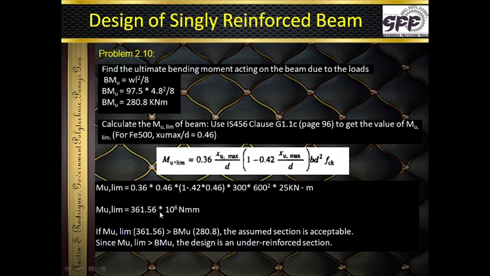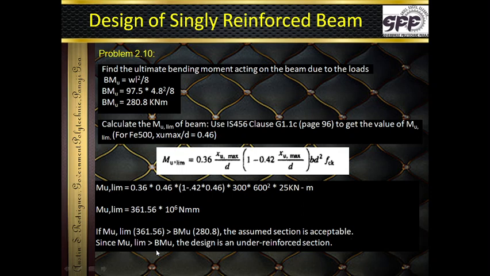Look at this, 361.56 kilonewton meter, and the ultimate bending moment coming on the beam is 280.8 kilonewton meter. So the resisting capability of the beam is much higher than this. So we conclude if Mu limiting, that is 361.56, is greater than the ultimate bending moment coming on the beam, that is 280.8, the assumed section is acceptable. Whatever section has been given to us is acceptable.